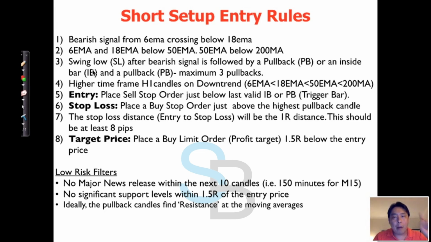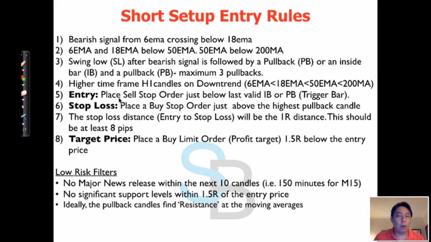So right at the bearish signal, or right after the bearish signal, we need to see a swing low candle. And it must be followed by a pullback or an inside bar. Okay, so recall maximum of 3 pullbacks, but no maximum number of inside bars. Once you see that setup, you have to check the higher time frame. Look at the hourly candles to ensure the hourly candles are also on a downtrend. Right, 6 below 18, 18 below 50, 50 ideally below 200. Okay, so once you see that, you can place your sell order.